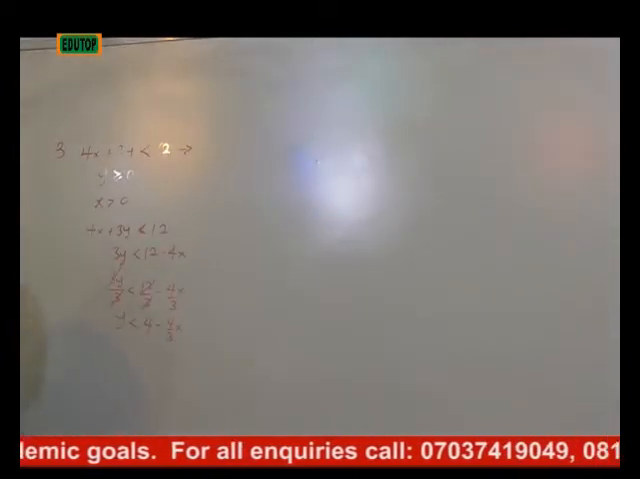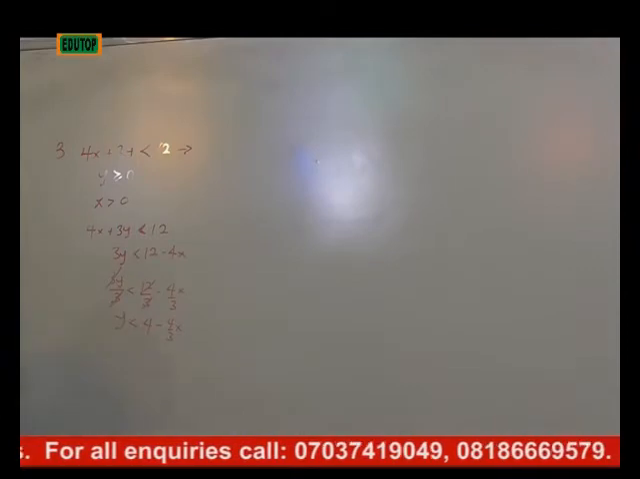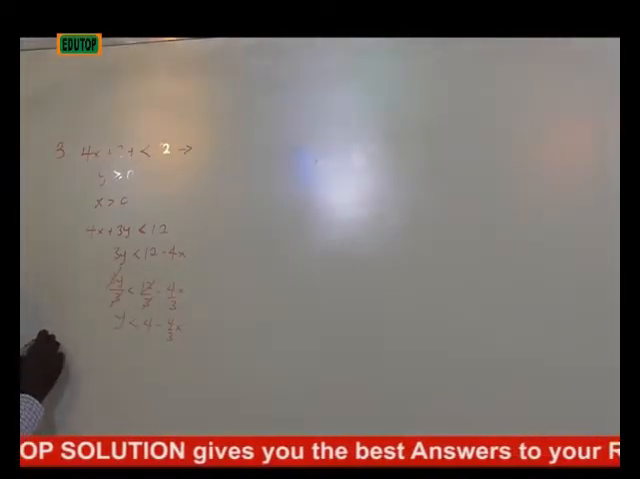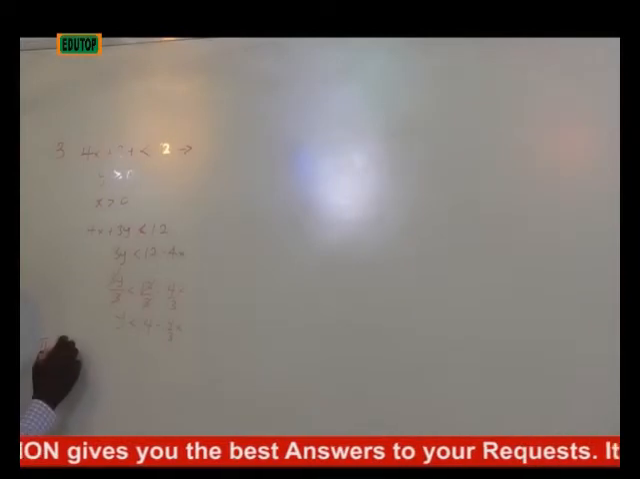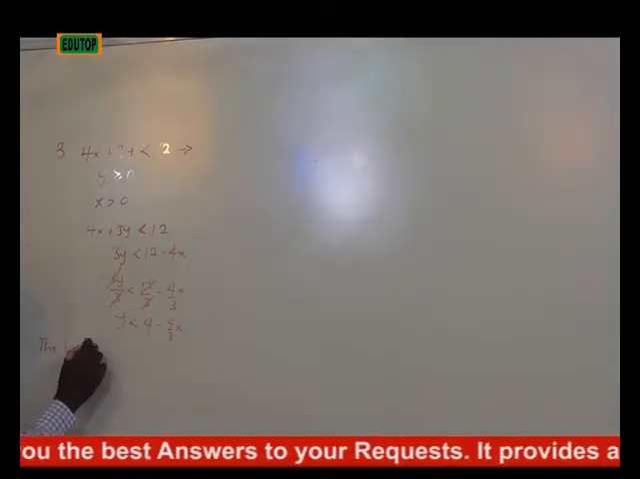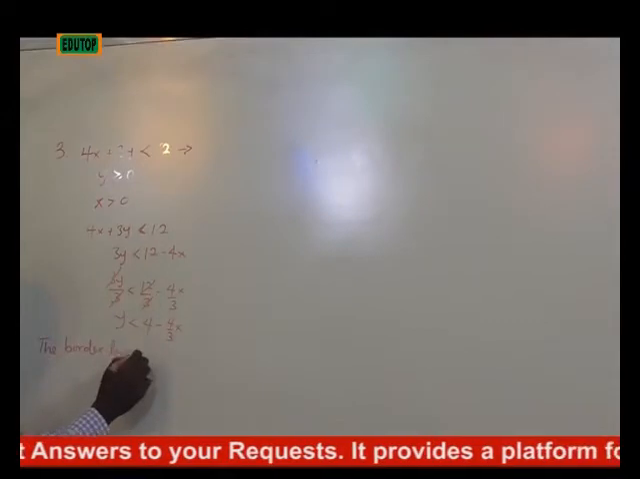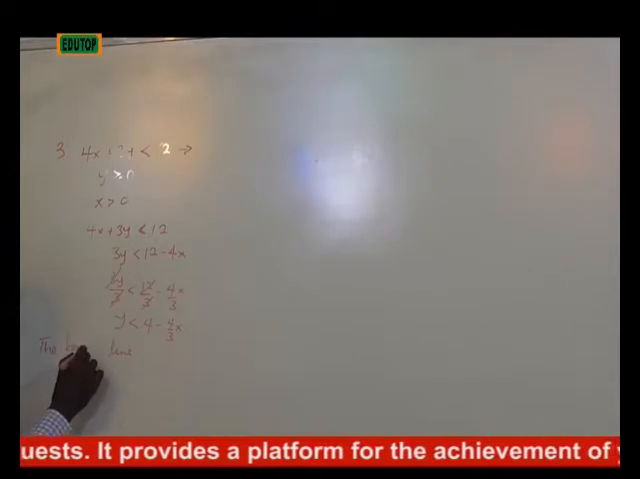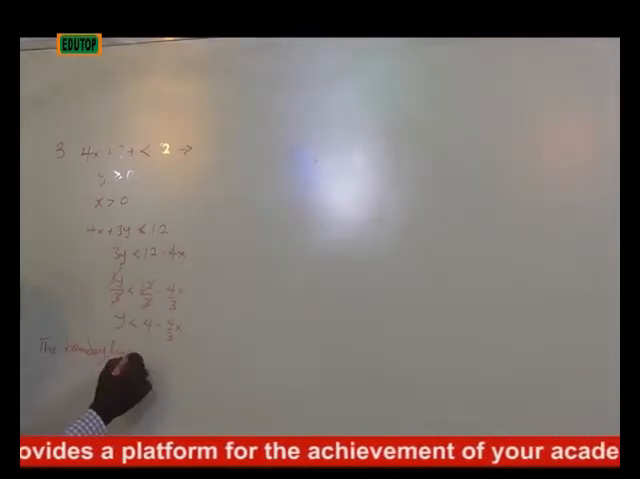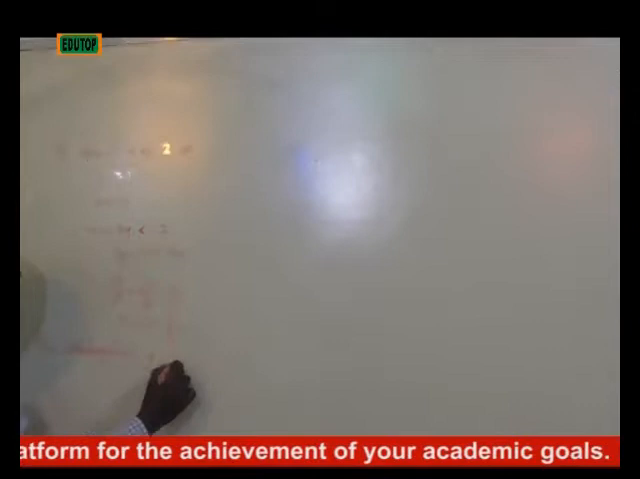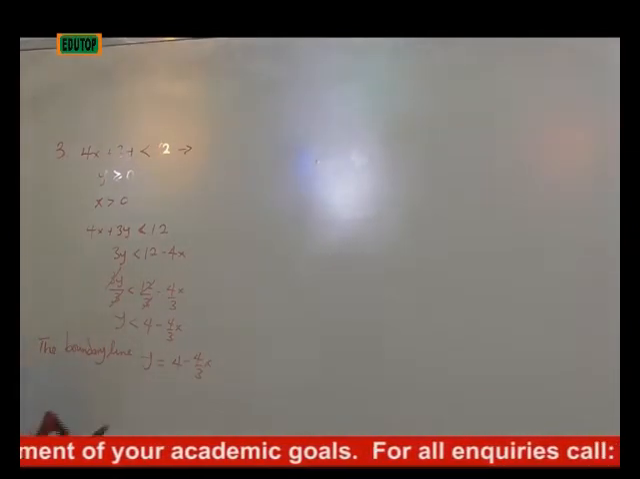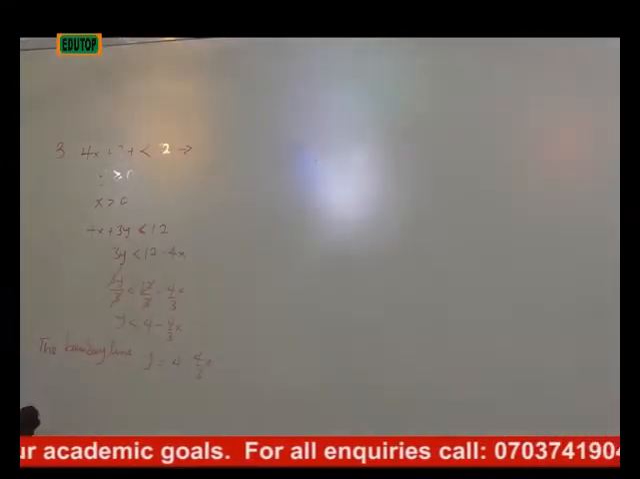The next thing to do here is to consider our coordinates. But before we consider the coordinates, we must consider the boundary line. The boundary line here will be y equal to 4 minus 4 over 3x. Then, having done this, let's consider the coordinates.